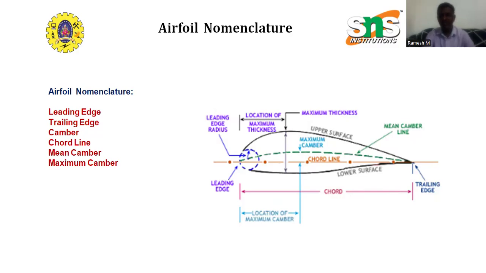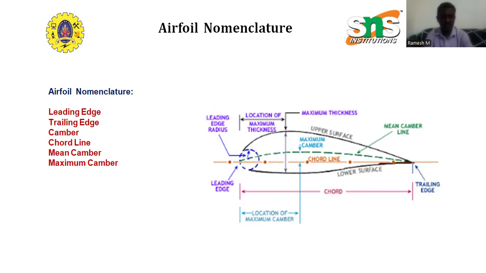Generally, we have two different types of airfoil. One is the symmetrical airfoil, another one is the unsymmetrical airfoil. A symmetrical airfoil is an airfoil shape that has the same curvature on its upper and lower surfaces. As well as it has zero lift at zero angle of attack. That means if the angle of attack is zero, no lift will be produced in the symmetrical airfoil.